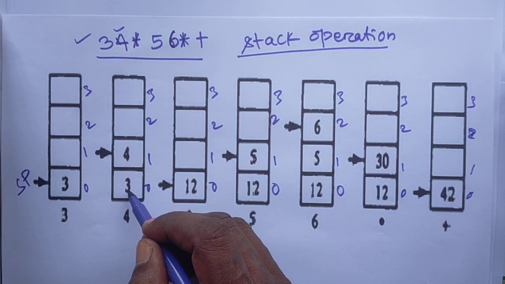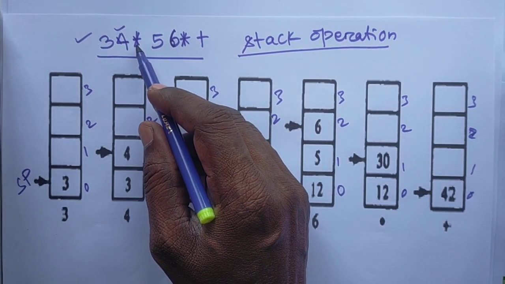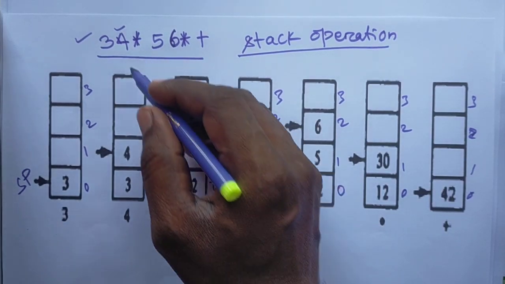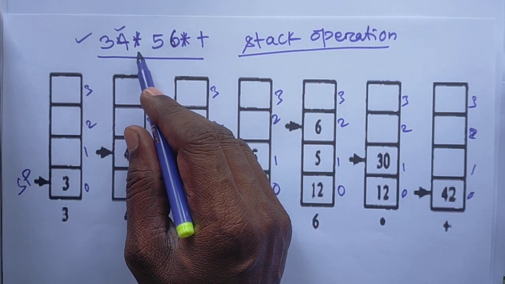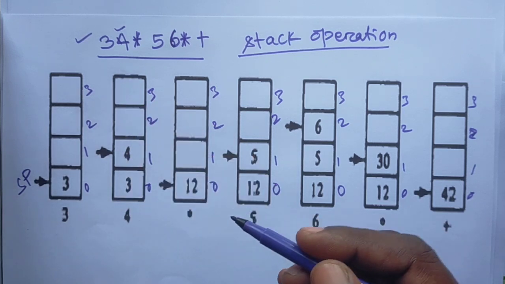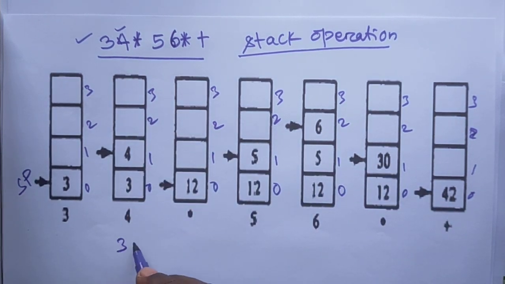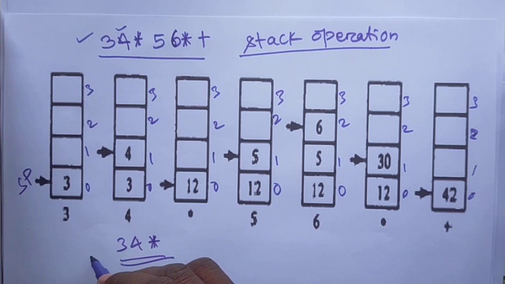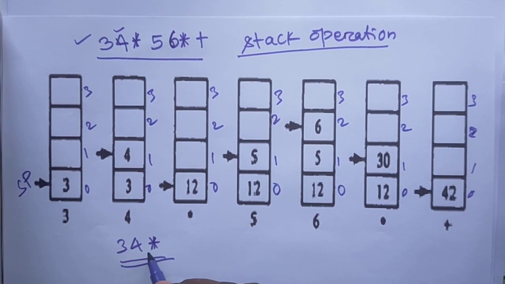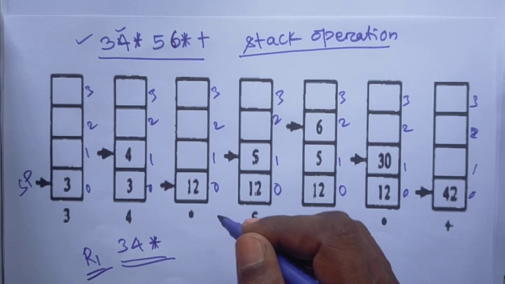Okay, so now 3 and 4 are here. Whenever a star comes, meaning an operator is coming, then what happens? When an operator comes, it starts the operation, because when you find the operator, it operates on the top 2 operands. That means here 3 and 4: whenever a star comes, the operation starts automatically. So the operation is 3 into 4, stored in one location, R1, so the result R1 is stored at the top.